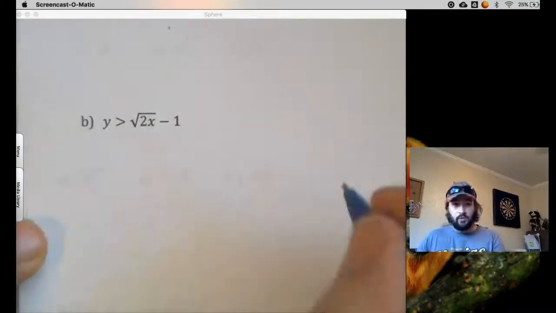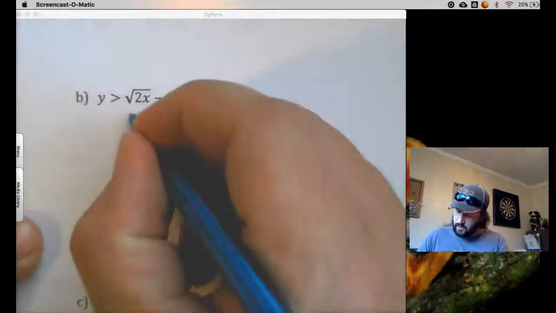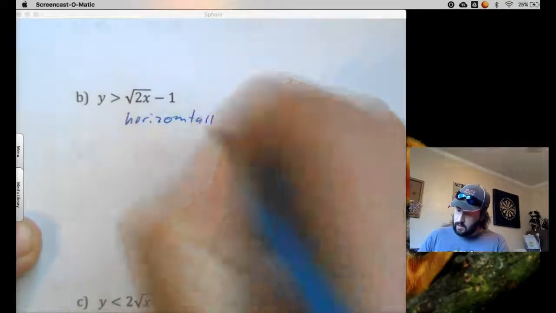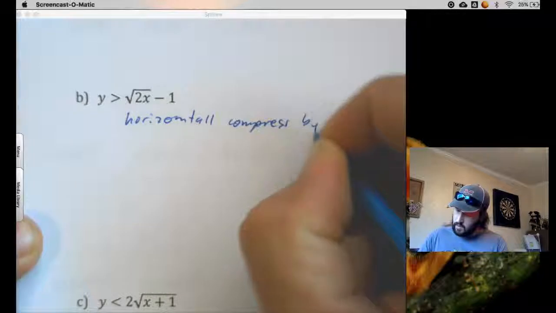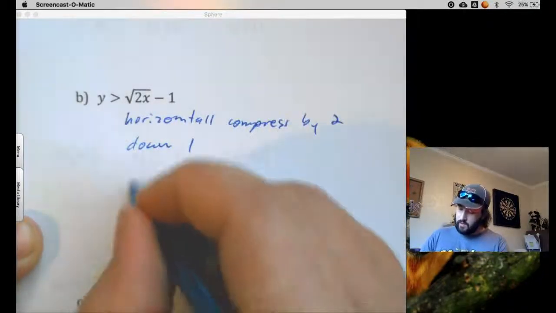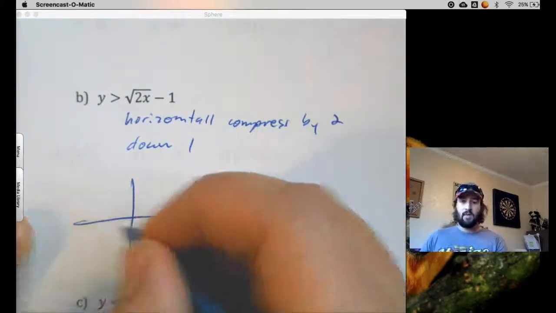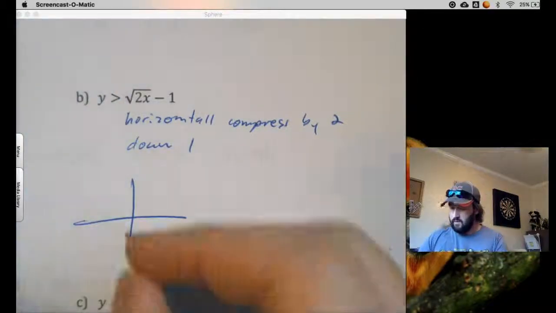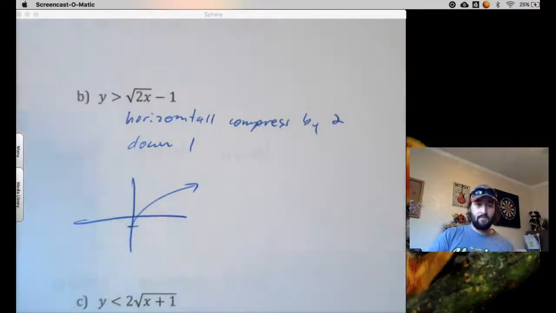Y is greater than the square root of 2x, minus 1. So this is going to horizontally compress by 2 and down 1. Take your square root graph, horizontally compress by 2, so that's going to make it go like this, it'll look a little bit fatter, and move it down 1. So we have something like that.